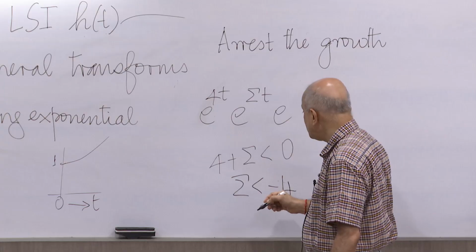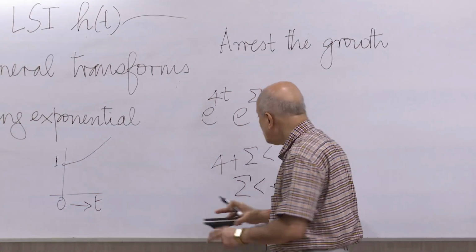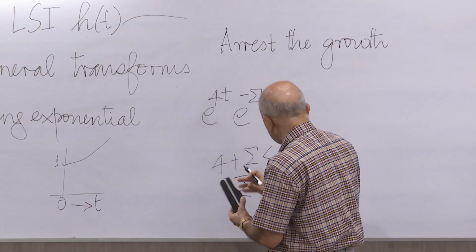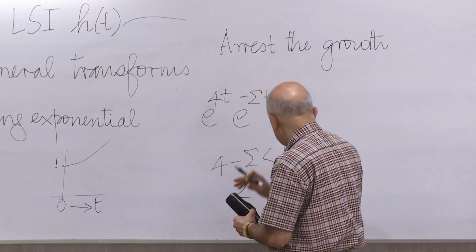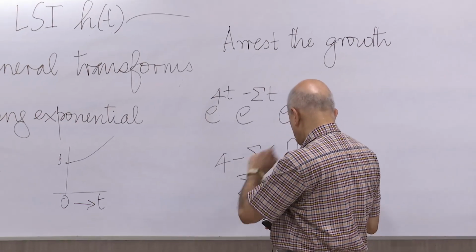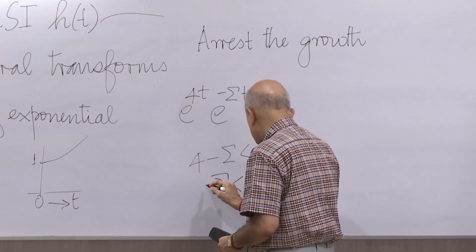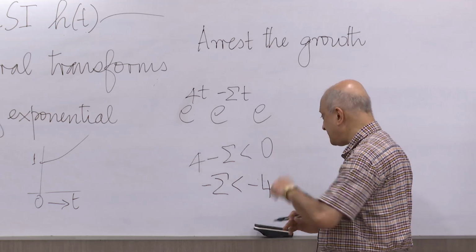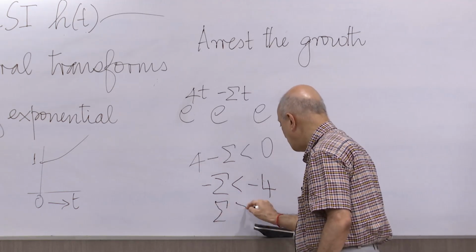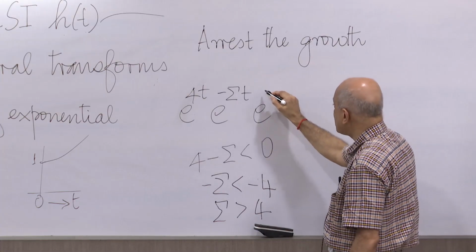So, we know that sigma needs to be negative. So we'll make this minus sigma and we'll say 4 minus sigma needs to be less than 0. Okay. So, of course, minus sigma needs to be less than minus 4. Sigma needs to be greater than 4. Okay. Now you can take its Fourier transform.